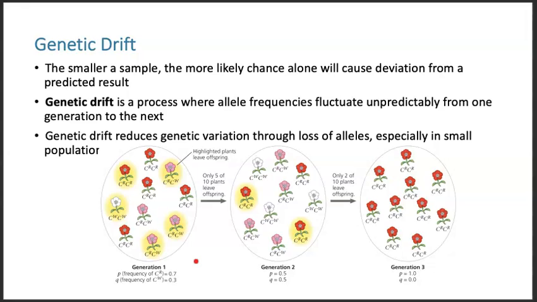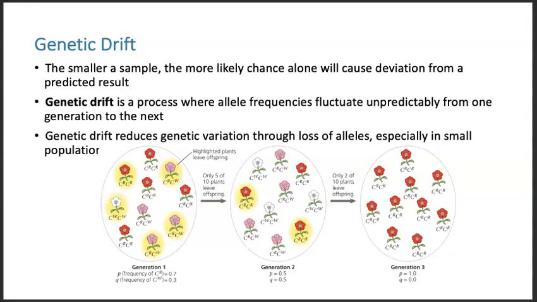And we've had fluctuation in an unpredictable manner from one generation to the next, where we started out with P is 0.7 and Q is 0.3. Then it went to 50-50. And then it went to P fixed at 1 and Q at 0. Remember, P plus Q equals 1.